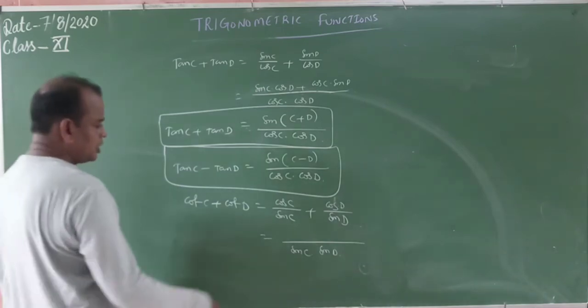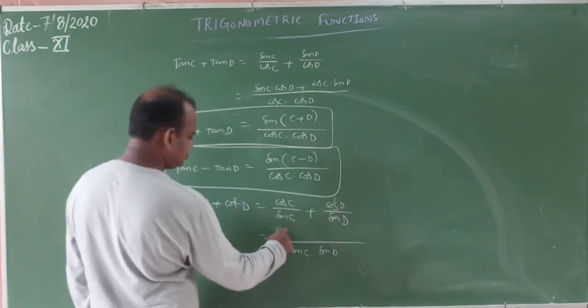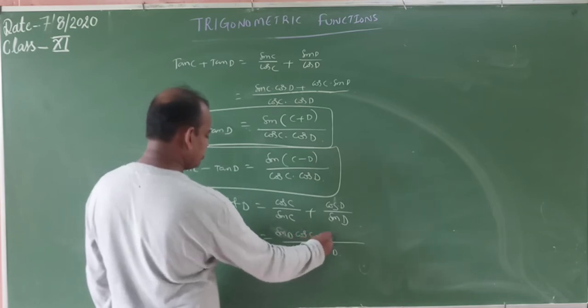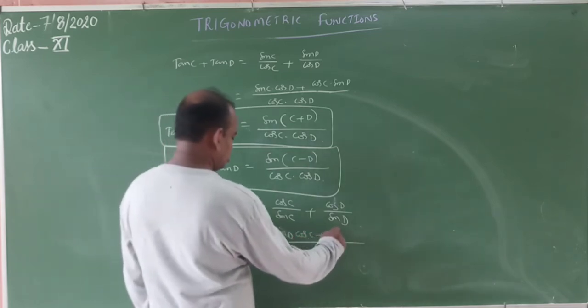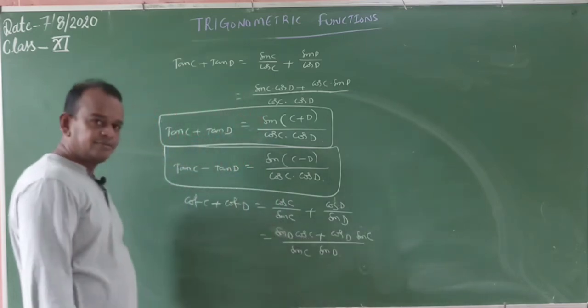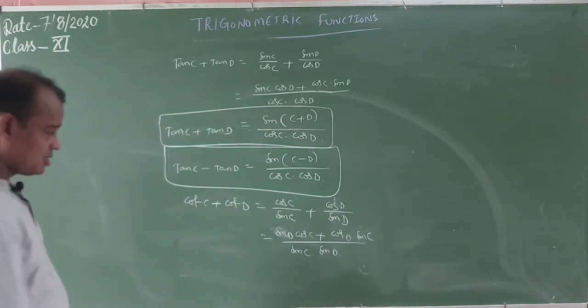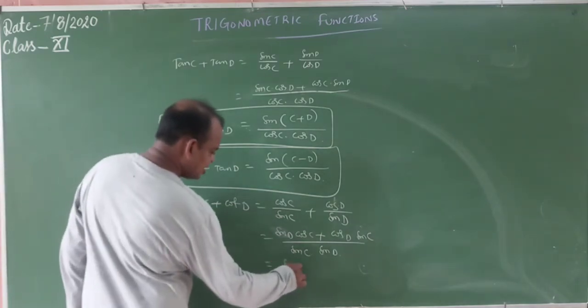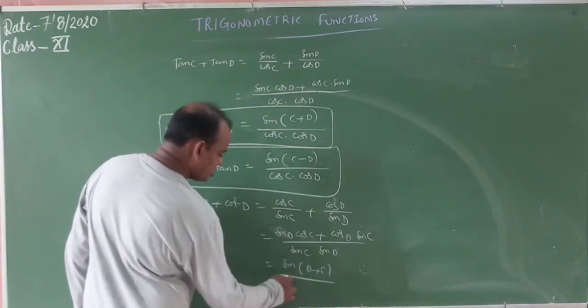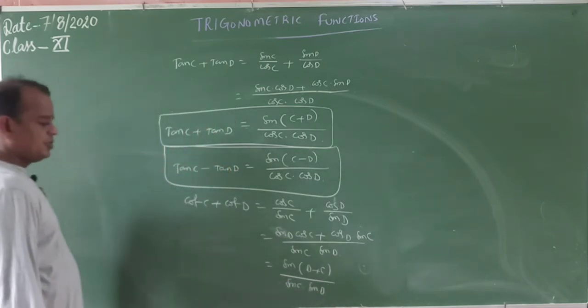Okay, what happens? Sin D cos C plus cos D sin C. What is the formula? Sin A cos B plus cos A sin B is sin of A plus B. That is sin of C plus D by sin C sin D. This is cot C plus cot D.